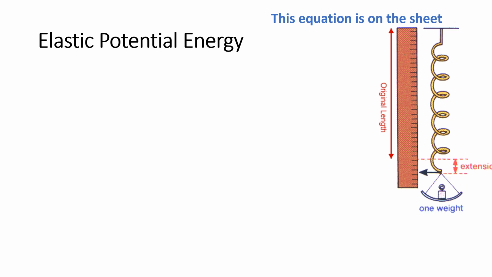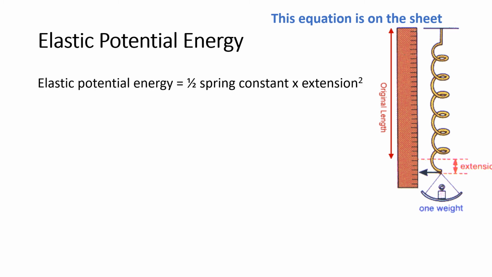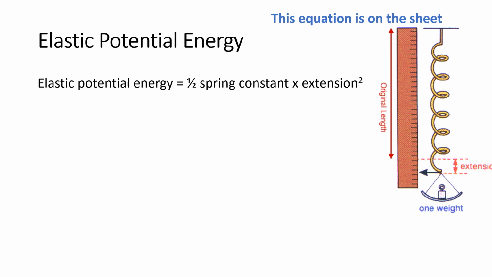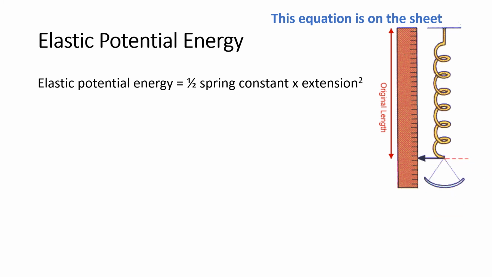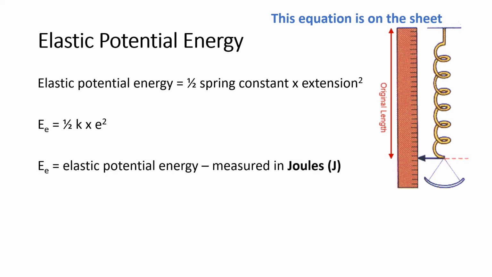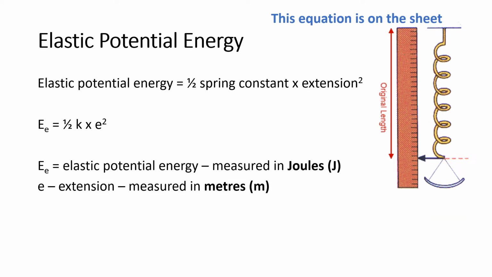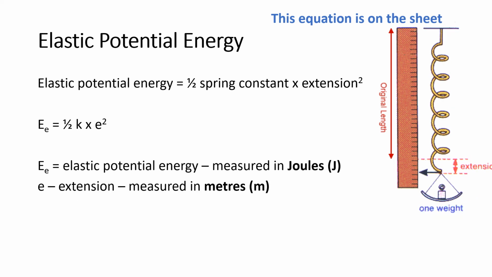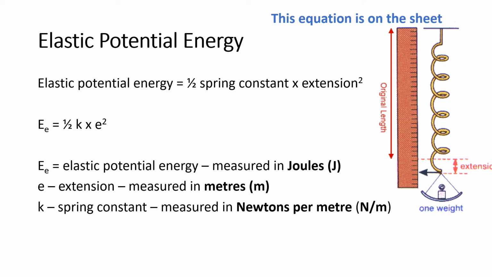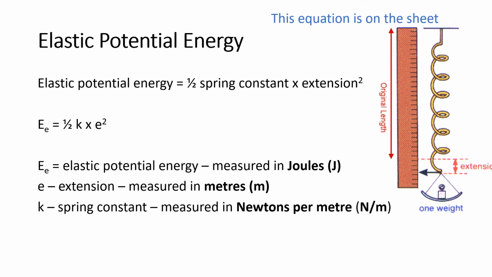We can also calculate the energy stored in a spring. The equation is half the spring constant times the extension squared. E equals half ke squared, where E is the elastic potential energy measured in joules, e is the extension measured in meters, and k is the spring constant measured in newtons per meter. This equation is on the sheet, so you don't need to learn it.